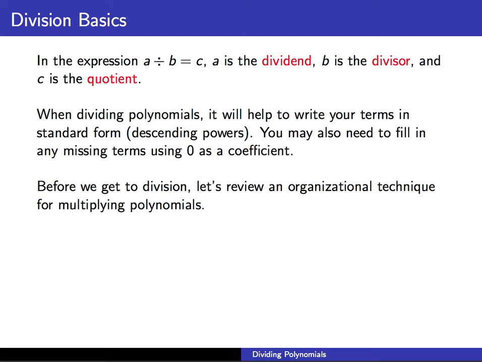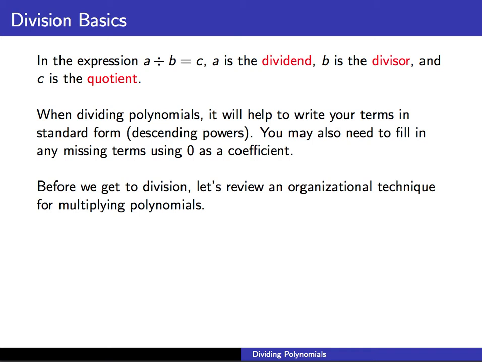When dividing polynomials, it's going to help to write your terms in standard form, so from highest power of x, or whatever variable, down to the lowest. And you may also need to fill in any missing terms using a zero. So if we have something like x cubed plus 5x minus 1, we're going to have to write in a 0x squared for that missing x squared term.